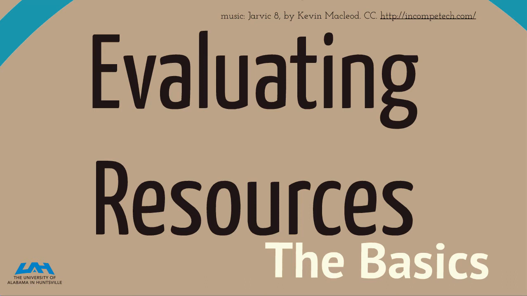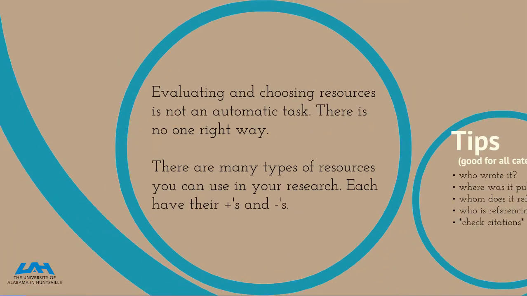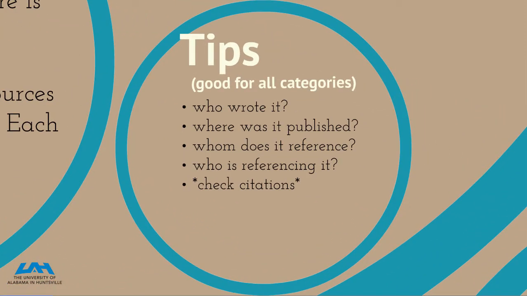Alright everybody, and now we're going to take a look at evaluating resources. The big thing to remember is there's no one right way to do it. It's not an automatic task. There are many types of resources you can use in research, and each have their pluses and minuses. Some general good tips though are who wrote it, where was it published, whom does it reference, who is referencing it, and always check the citations, check the sources.